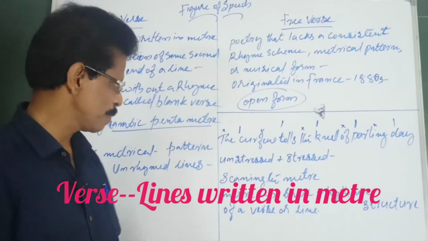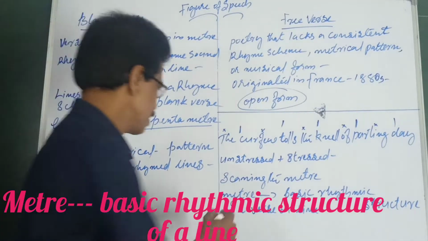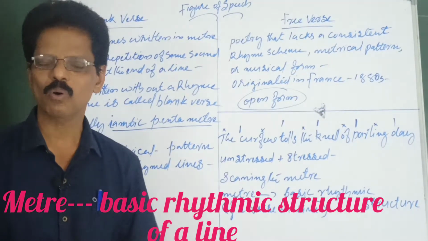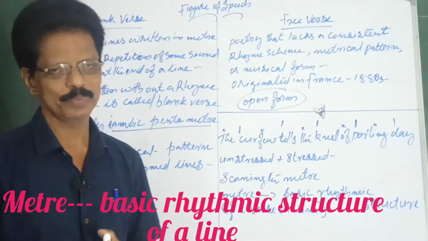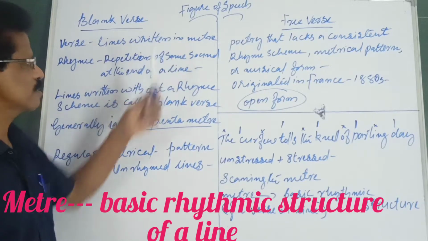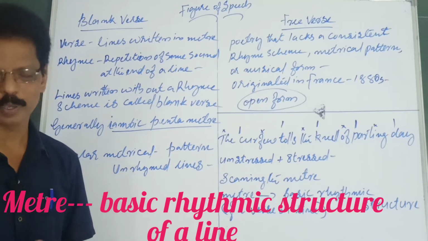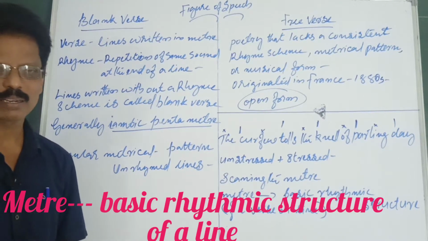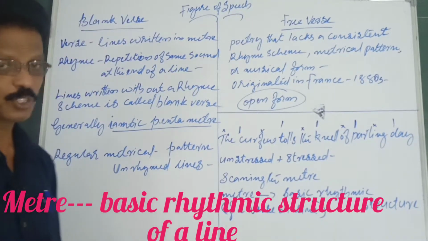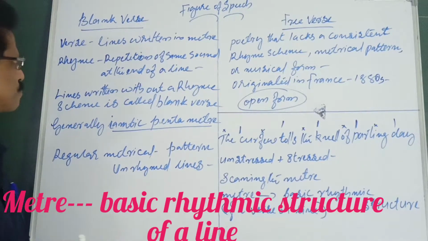Lines of a poem. There will be a basic rhythmic structure. That's called meter. There is some structure for the lines of a poem. It is known as a meter. So lines written in meter is called verse. There is a difference between prose and poem. In a poem, lines are written in meter, which means it will have a rhythmic structure. So we are going to see little by little, one by one. If you know also, just listen.